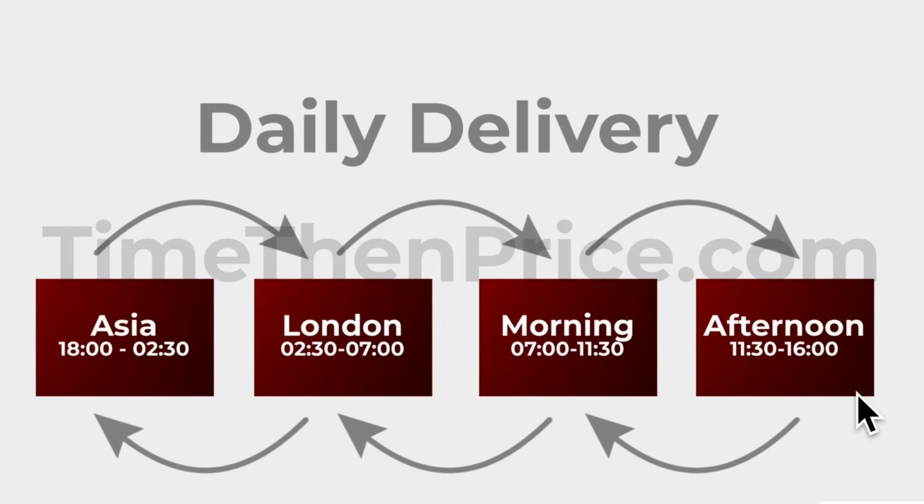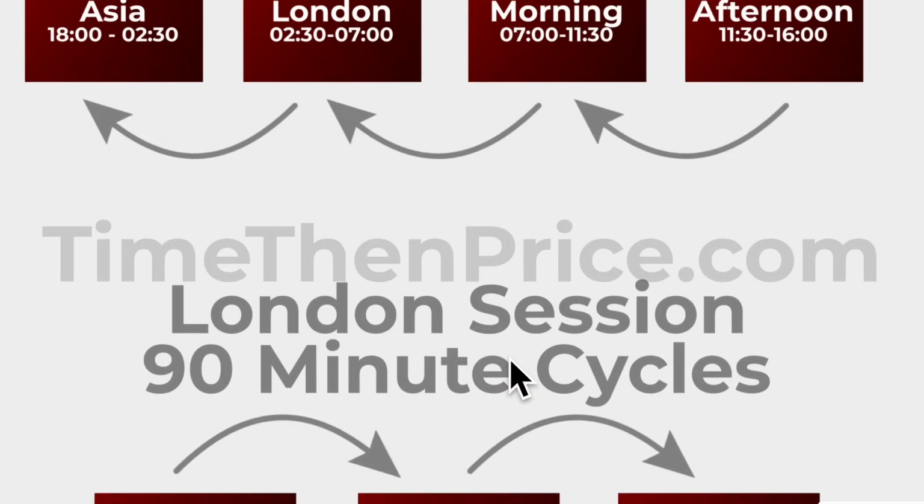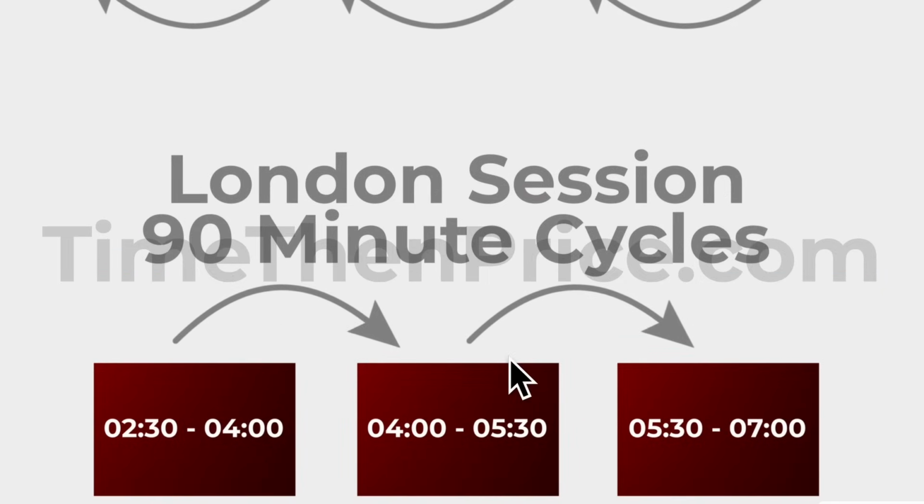When it comes to the timings of these sessions, Asia begins at 6 p.m. and lasts all the way until 2:30 a.m. The London session then begins at 2:30 a.m. and lasts all the way until 7 a.m. The New York morning session then begins at 7 a.m. and ends at 11:30 a.m. And the New York afternoon session begins at 11:30 a.m. and ends at 4 p.m. When it comes to these different sessions, we pay attention to their respective highs and lows to gauge the order flow throughout the day. When we then zoom into the sessions, we're going to be looking at the London session.